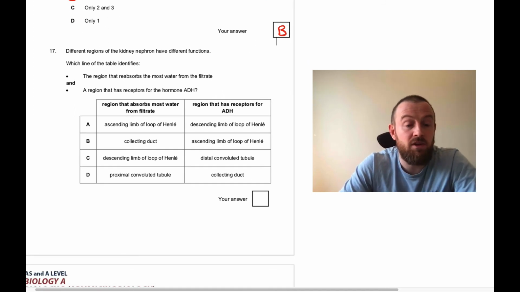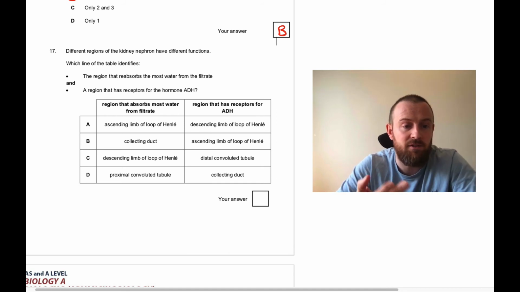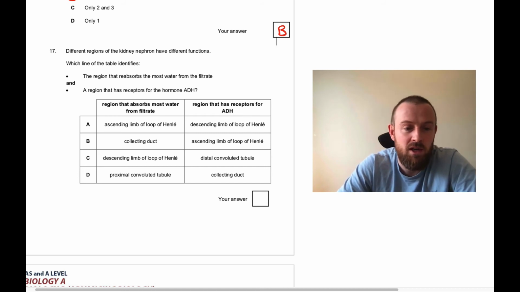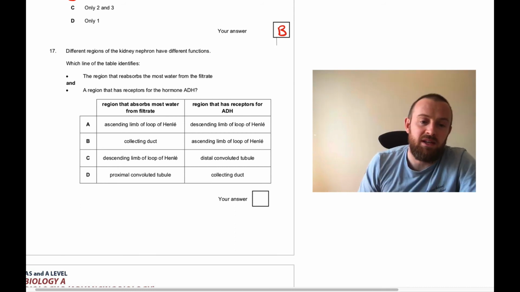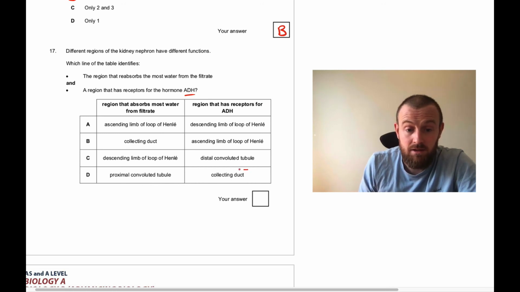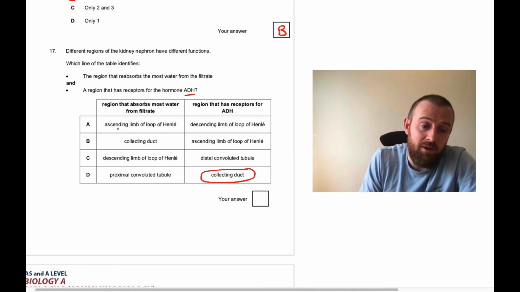17. Different regions of the kidney nephron have different functions. Which line of the table identifies the region that absorbs the most water from the filtrate? Ooh, this is a tricky one. And the region that has receptors for the hormone ADH. Okay, well this bit's easy. Which one has receptors for the hormone ADH? That's the collecting duct. Oh well, that's taken us there. We've got there straight away. But I thought this might have thrown you.